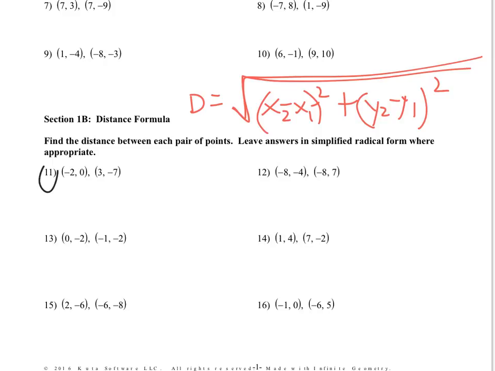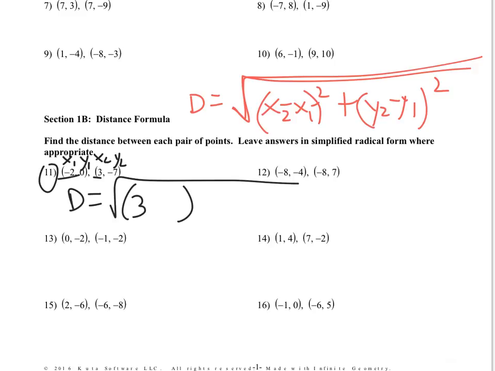And let's look at number 11. So distance equals, I'm going to do square root. Remember, this is x1, y1, x2, y2. So we're going to do x2, so inside parentheses I'm going to do 3 minus a negative 2, so I'll write it as that initially, squared, plus y2, negative 7, which is this one, minus my y1, so minus 0, inside parentheses, squared.